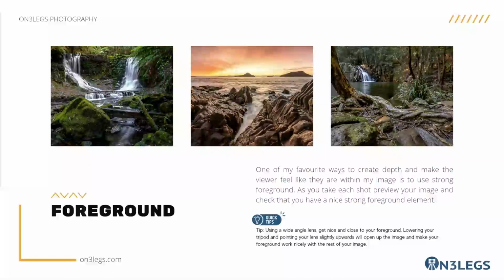Now, a good tip here for you, using a wide angle lens, you can get nice and close to your foreground. You can lower your tripod and point your lens slightly upward, which will also open up the image and make your foreground work nicely with the rest of your image.